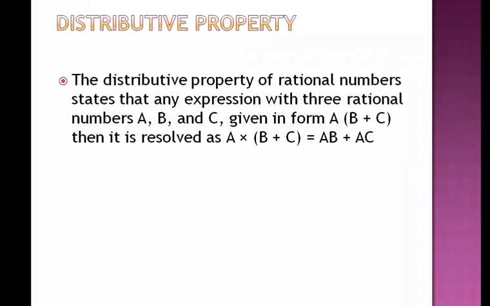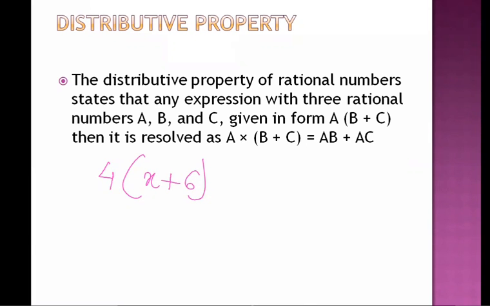Now moving on to the next property, the distributive property. The distributive property of rational numbers states that any expression with three rational numbers A, B, and C, given in the form of A bracket B plus C, is resolved as A multiplied by B plus C is equal to AB plus AC. Matlab, if I take this example, I have 4 as A, X as B, and C as 6.